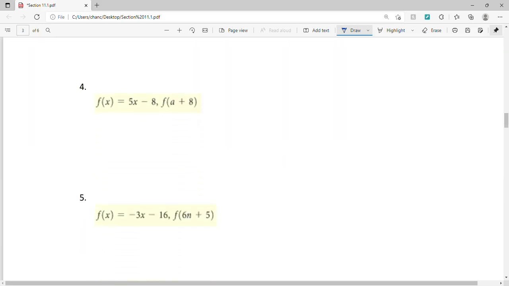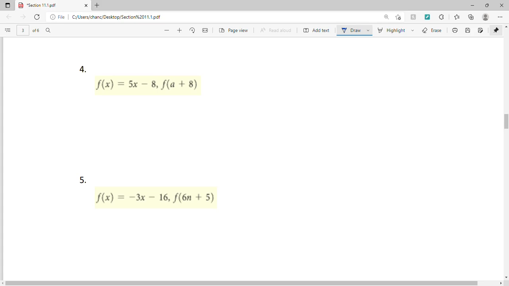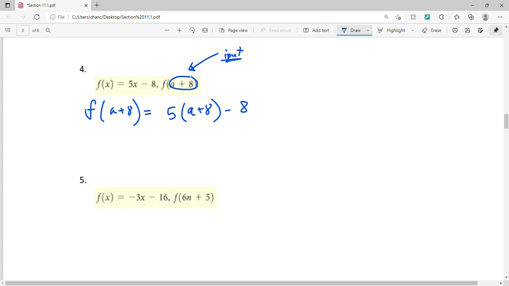Let's look at example 4 now. This is f of a plus 8. So we want to plug in this entire expression. We want to use a plus 8 as the input. So we'll write f of a plus 8 first. Then I will substitute a plus 8 with parentheses into my function.